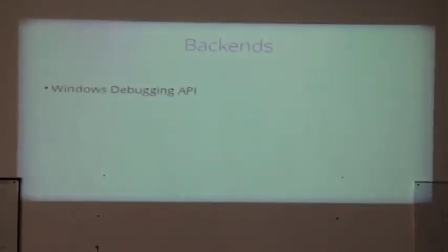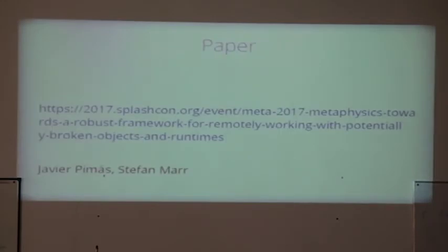We have different backends. The first one, the most complete one, is for the Windows debugging API. We also have two more: one for GDB, using the GDB machine interface, which is a binary format, very good and fast, but it's only a hack. The same for Bochs. We are parsing the output of those programs and simulating that we are sending commands through the command line and reading the output. Finally, I presented this work, a work in progress paper, at the SPLASH conference in the META workshop. We did this with Stefan Marr.